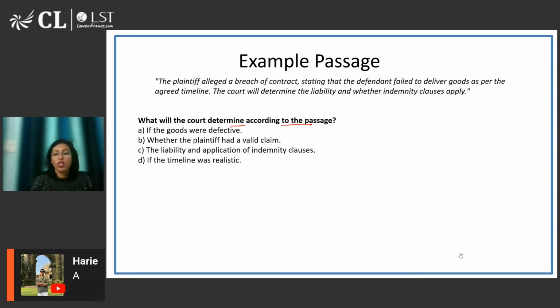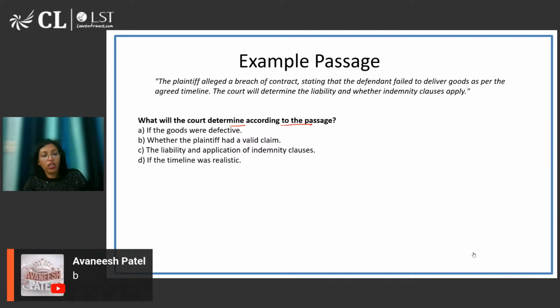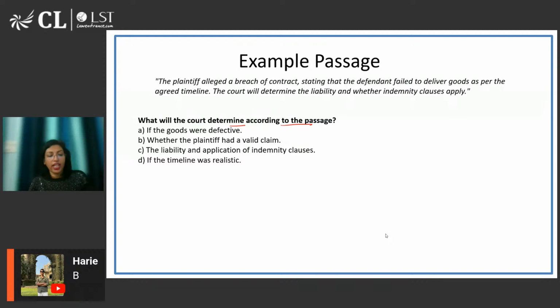All right, I have got some answers. Anusha has given me my first answer, which is B. Let's take a look. Avnish also says B. What is the court going to determine according to the passage? Quickly tell me. Everybody is giving me a B. Piyush, Hari, Avnish. All right, let's take a look.